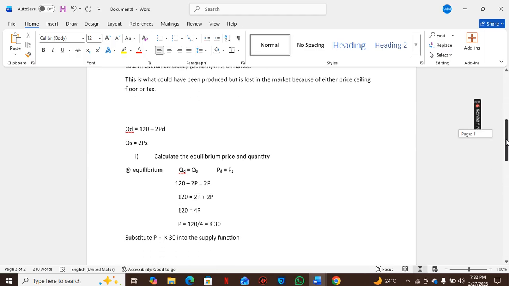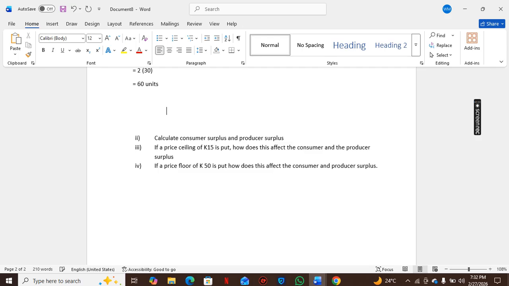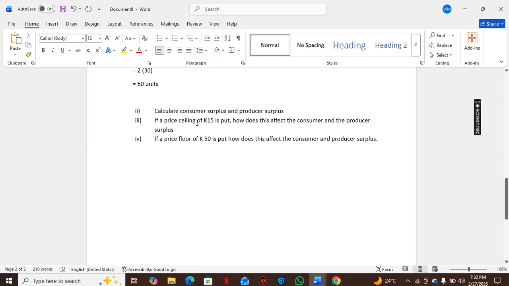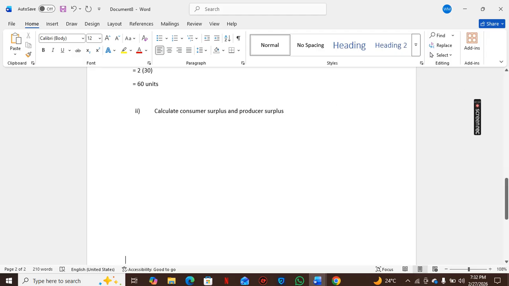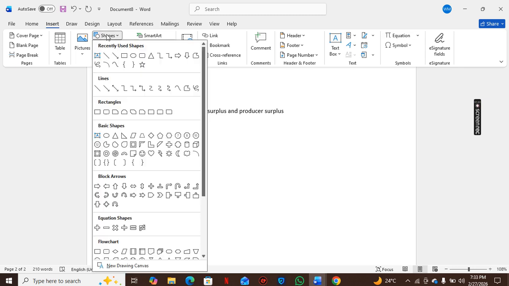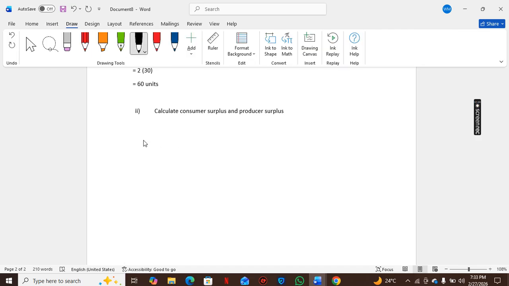So we are done with the first part. We've calculated our equilibrium price and quantity. So we go to part 2. We'll have to calculate the consumer surplus and the producer surplus. So here we're going to need the aid of the diagram, as you are going to see. So let me make this.